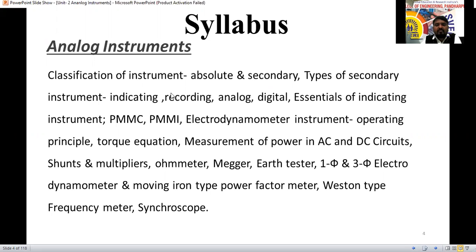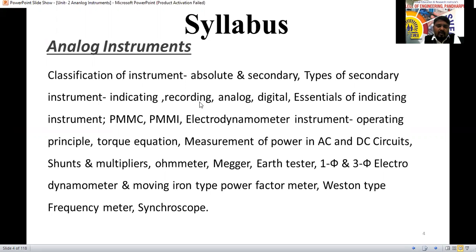Once the types came, the instrument which indicates the value is called an indicating instrument, and the instrument which records it is called a recording instrument. Analog and indicating instruments are the same, because analog instruments also indicate the value, while a digital instrument just displays it. Recording instruments record it. And there are integrating devices, which vary with time; these are different instruments, and we call them that way.